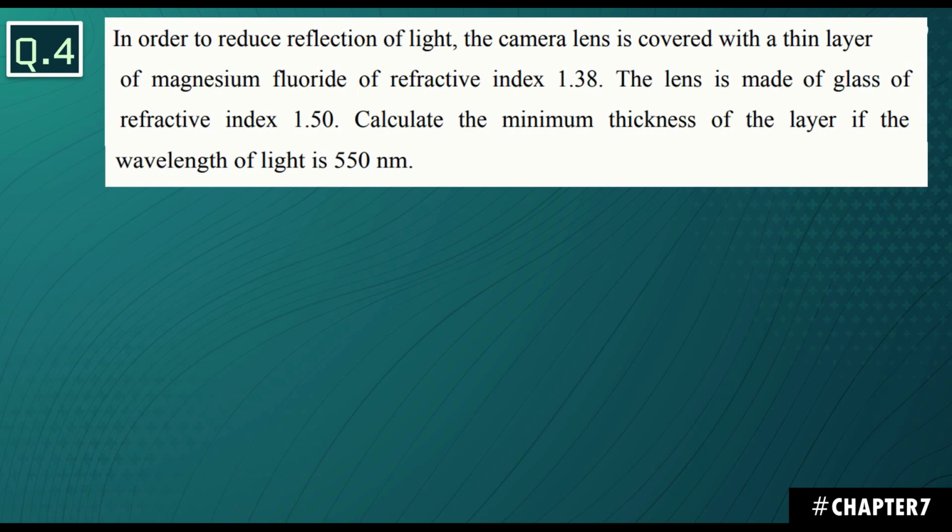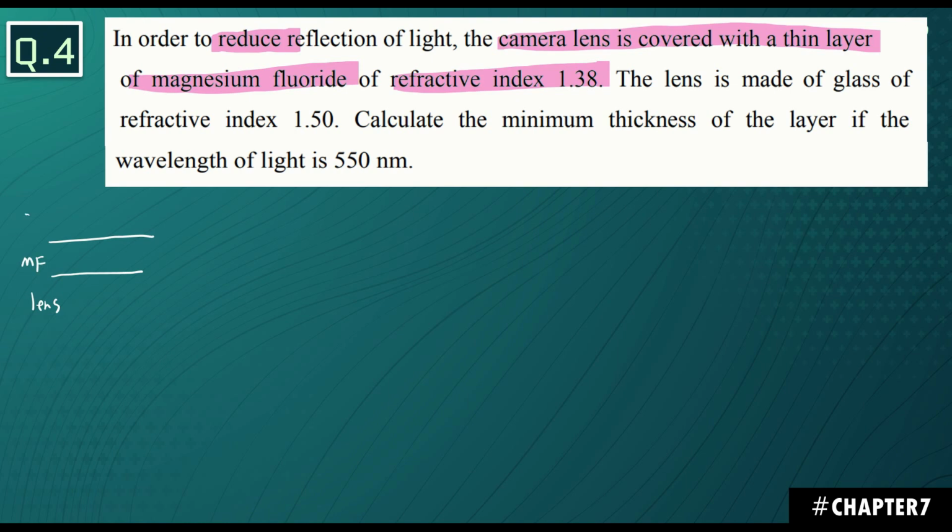Last, question number 4. Okay, let us read through the question first. In order to reduce reflection of light, a camera lens is covered with a thin layer of magnesium fluoride of refractive index of 1.38. So imagine you have a lens covered with magnesium fluoride, and up here is air. So this is your case.